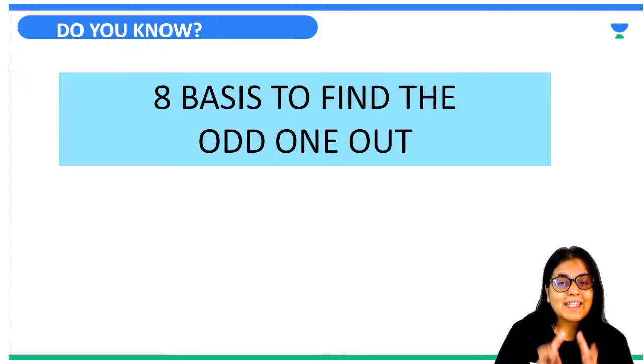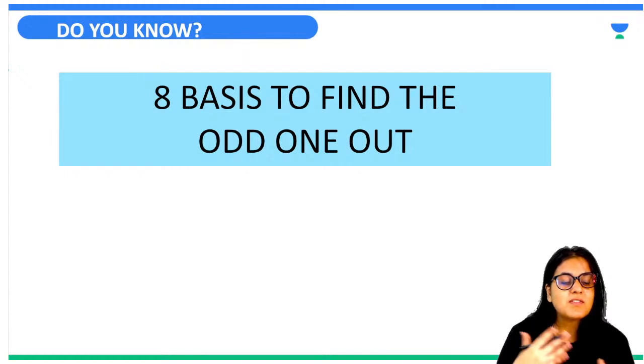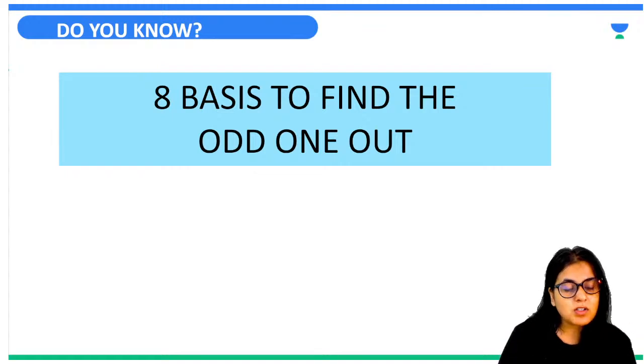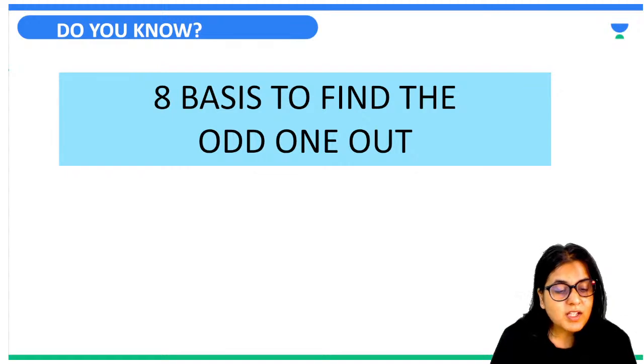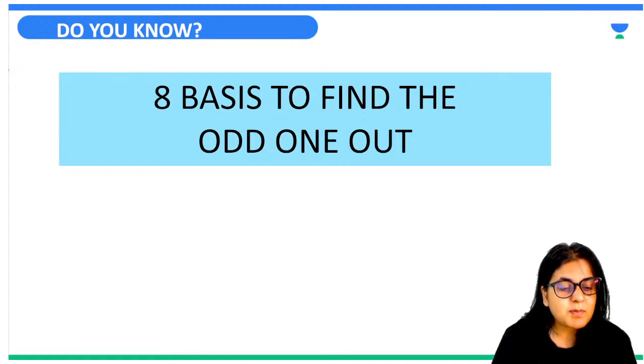Then, do you know the 8 bases to find an odd one out? Generally, when students look at an odd one out question, with 4 or 5 sentences given, they think we'll just look at the keywords, and any sentence which does not give us that keyword becomes our odd one out. No, that is not the way you answer an odd one out question, and that came as a shock to a lot of students who gave the CAT 2017 examination, because the pattern changed from there. You cannot find an odd one out just by reading the sentences once or on the basis of keywords. There are 8 bases to find an odd one out, and do you know that?